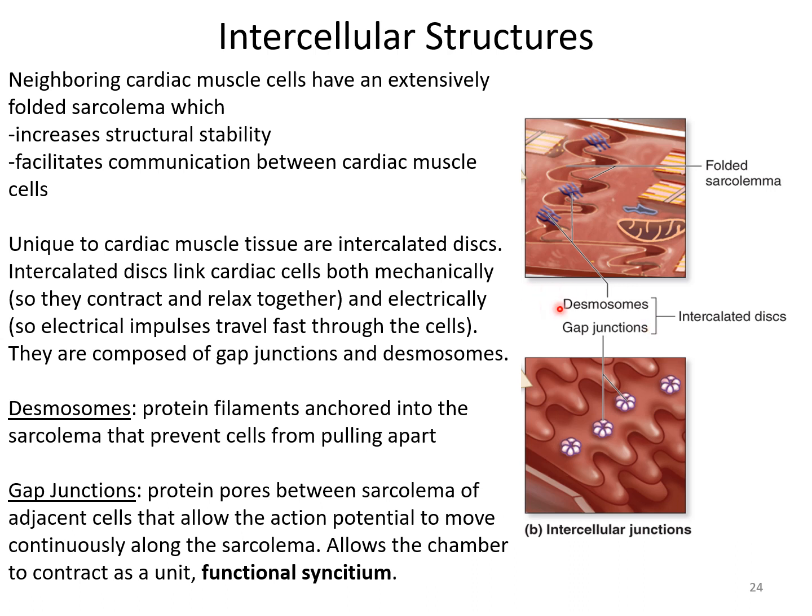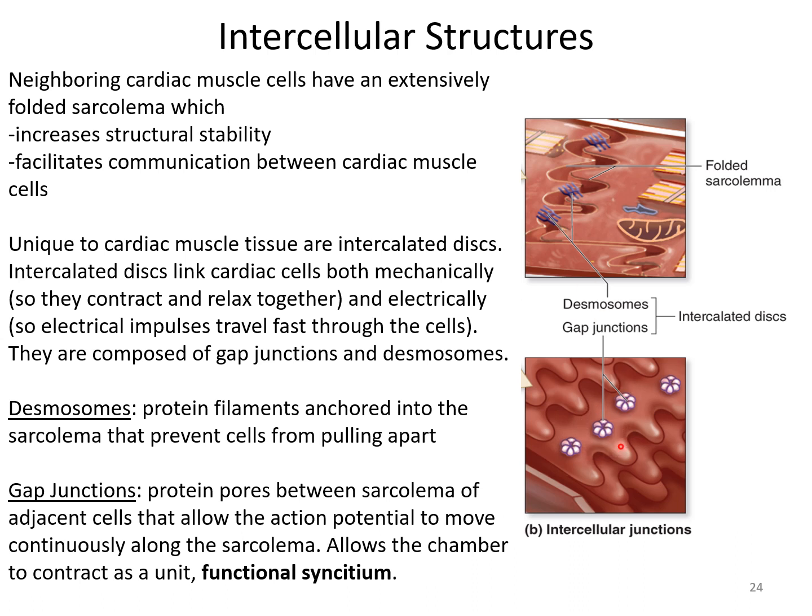So I said that the intercalated discs help link them physically or mechanically. That's how the desmosomes work. If you look at it, it's the purple things right here. I always think of these like staples. One attaches to one side, attaches to the other, and it holds them together mechanically. This allows them to contract and relax together as a whole unit, even though they're separate cells. The other one is gap junctions.